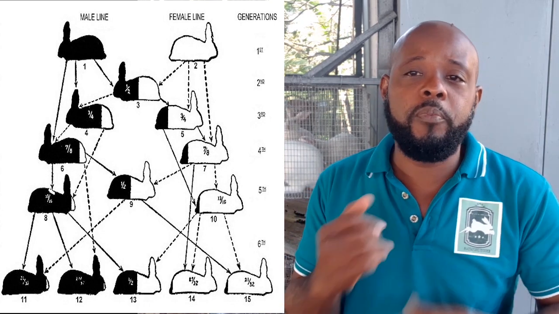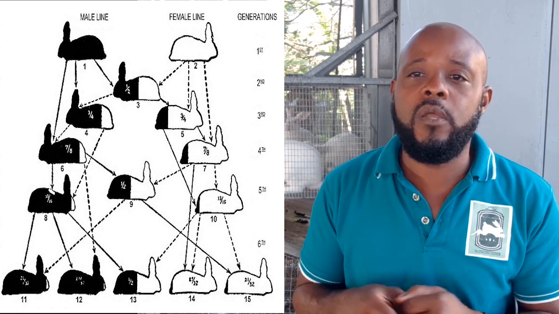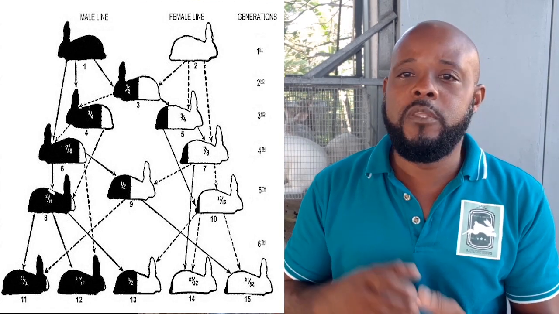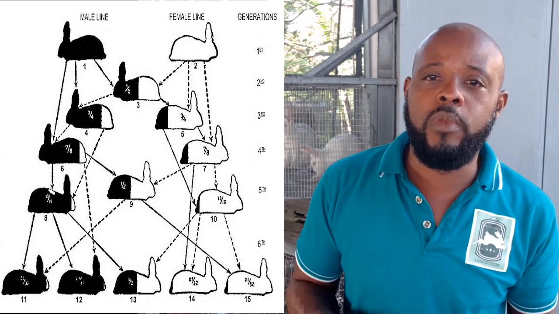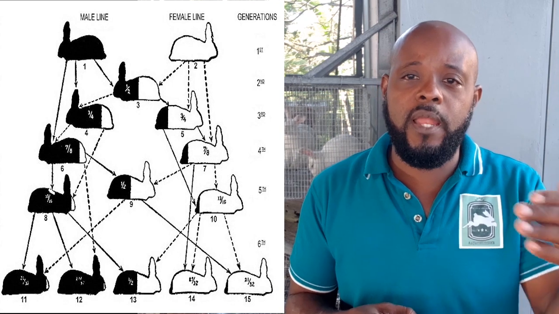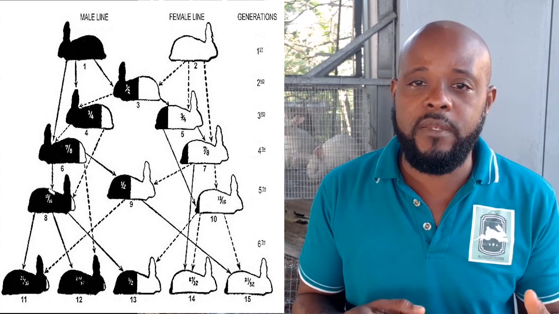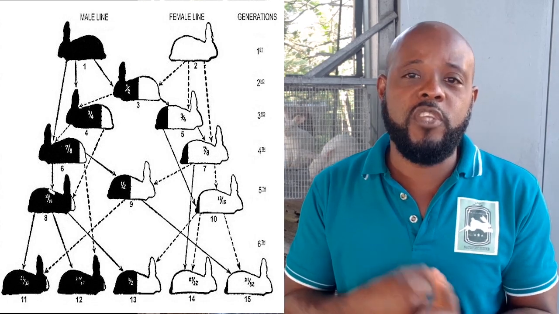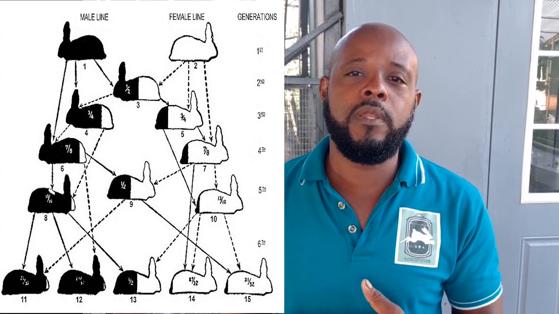That is why if people don't do line breeding, in a very short space of time they notice that the quality of their rabbits diminishes gradually, and then they start thinking about bringing in new blood into their rabbitry. But you can see from this chart that if you follow the line breeding process, by the time you get to the 6th generation, you would have retained almost 100% of the genetics from the original pair that you started off with.